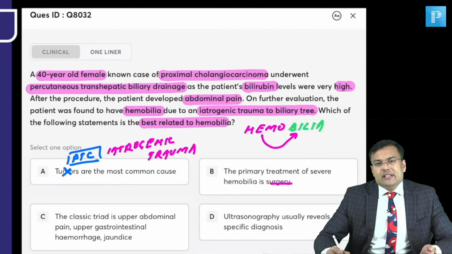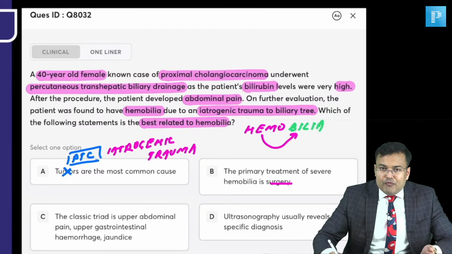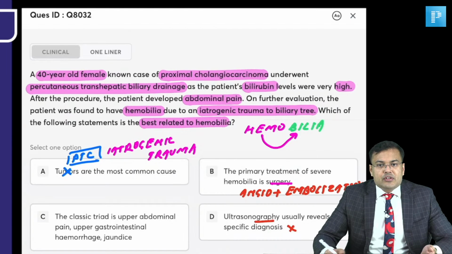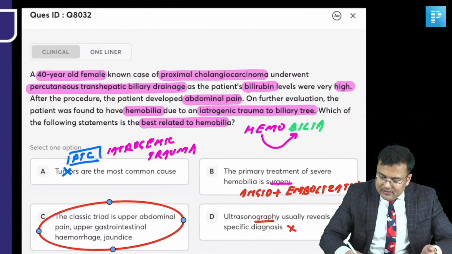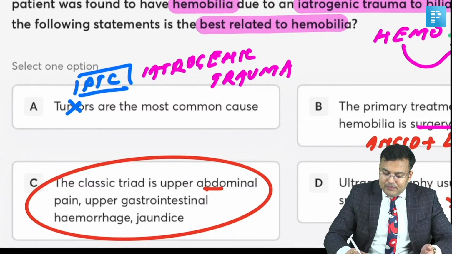Okay. So since bleeding is there, investigation of choice is angiography, and how we manage it? Angiography with embolization. So majority of patients can be managed conservatively or by embolization. Does ultrasound reveal a specific diagnosis? No. And you can see here, guys, what is the classic triad? The classic triad is upper abdominal pain, upper GI hemorrhage and jaundice.